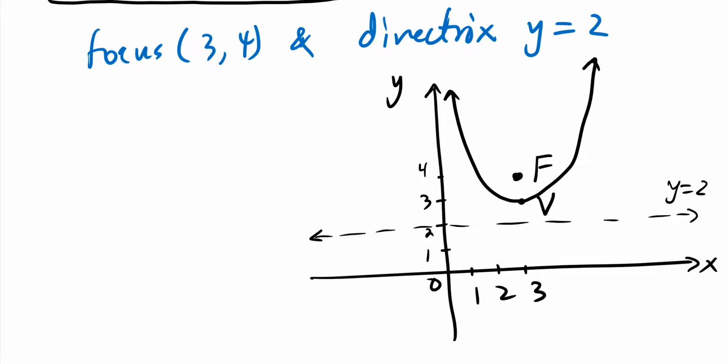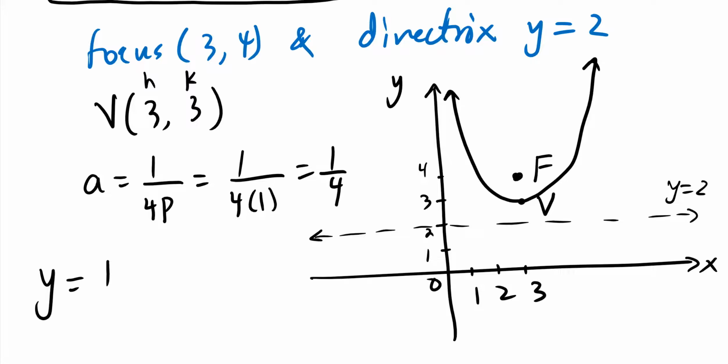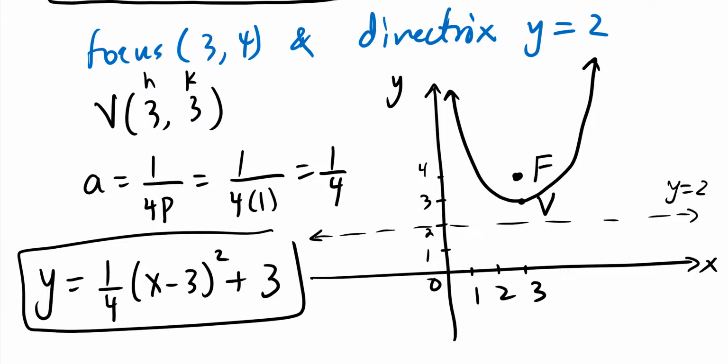So the vertex has coordinates 3, 3. So we got h and k right away. And a is 1 over 4p. What is p here? It's the distance from v to f, which is 1. So that gives us 1/4. So then the equation becomes a, which is 1/4, times (x minus h) squared plus 3. And see, it keeps it positive because it opens upward, not downward.